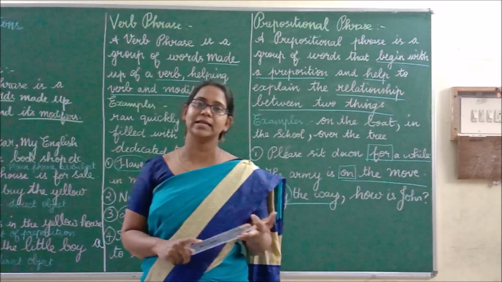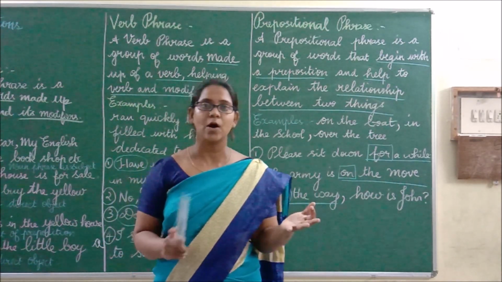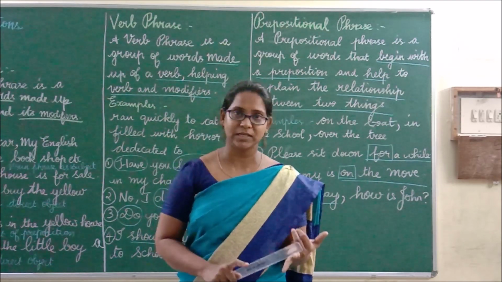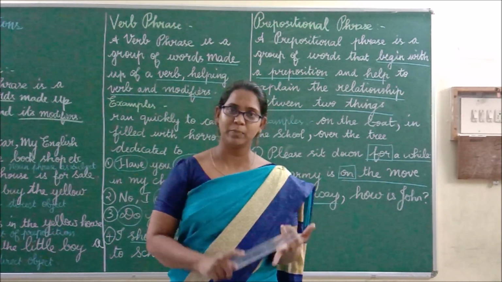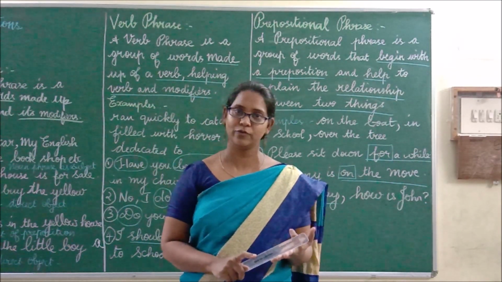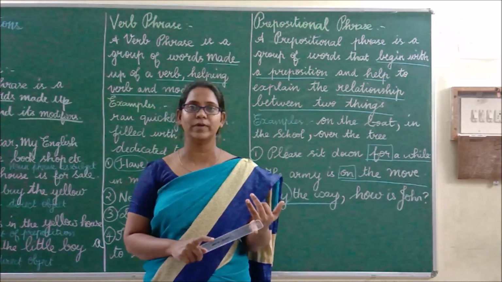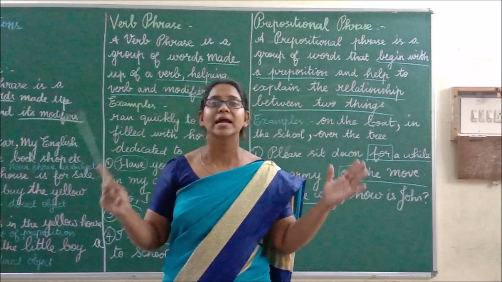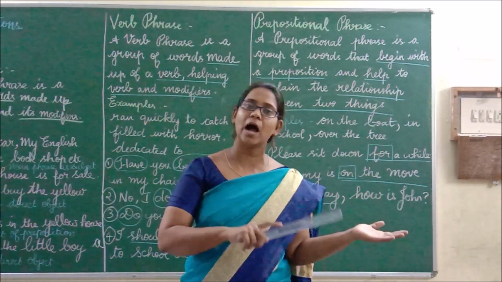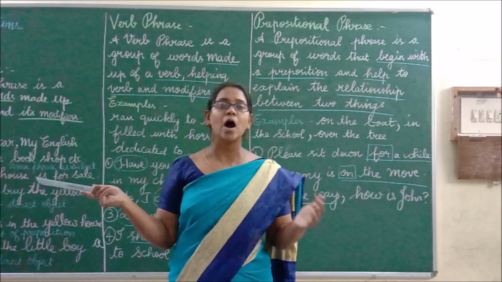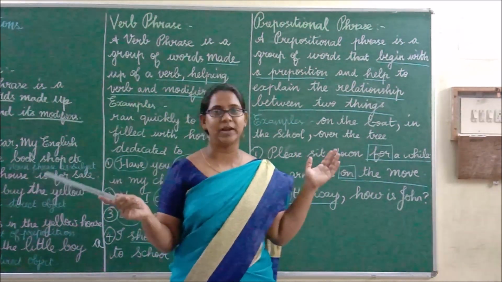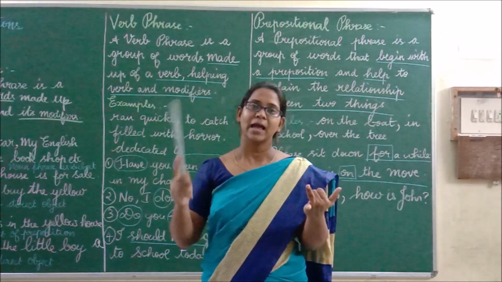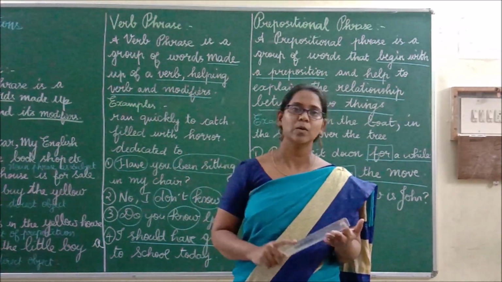There are several kinds of phrases. We have seen noun phrase, verb phrase, and prepositional phrase. First one, noun phrase: a group of words made up of a noun and its modifier, for example, a white car. Similarly, a verb phrase is a group of words made up of a verb, helping verb, and its modifiers.